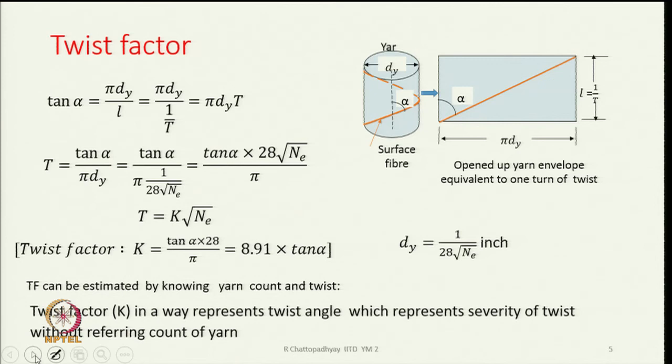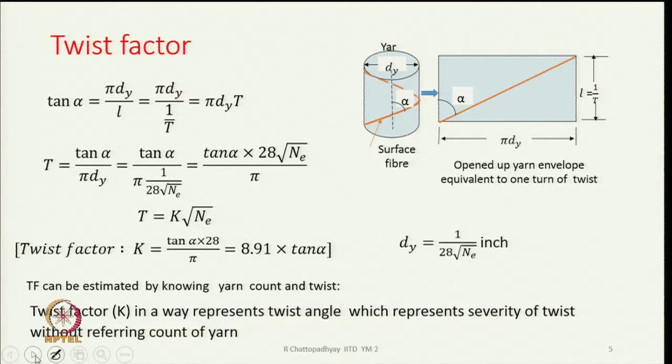We will discuss a bit about twist factor, because this term will come very often when we try to spin a yarn from different fibers. When we want to spin yarns of different counts, twist factor will come into the picture.